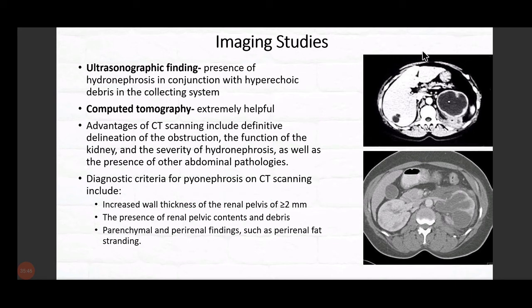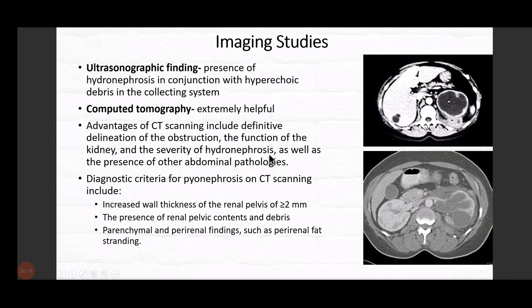So the imaging study which will be required, you can do an ultrasound. Ultrasound will show you some hydronephrosis, and the hallmark is hyperechoic debris in the collecting system, which can be picked up even with the ultrasound. But again, the treatment investigation will be a computed tomography. Advantage will be it can always give you the function of the kidney. Like here again, this is function, and this white thing is opacified by the contrast.